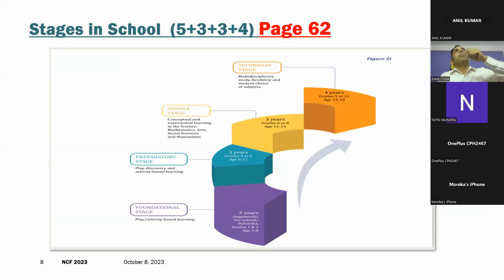Beautifully, they have created and written what level, which type of pedagogy you have to use while teaching. At the foundation stage, they are talking about play and activity based learning. At the preparatory stage, they are talking about play, discovery they have added here, and activity based learning. In the middle stage, they are talking about conceptual and experimental learning in science, mathematics, social science. The child has to experiment, means learning by doing. At the secondary stage, they are talking about multidisciplinary learning, flexibility, and choice of subjects. We will cover all this at the different levels.